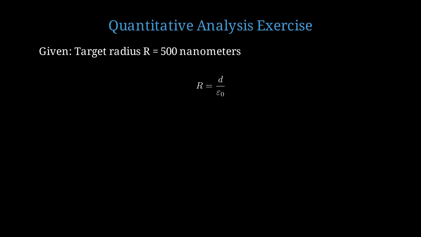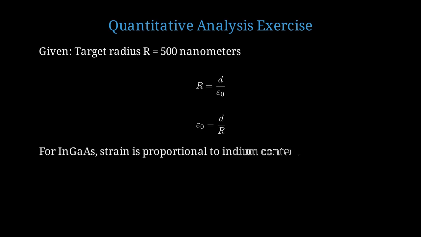Using our simple relation, R equals D over epsilon 0, we can rearrange this to solve for the required parameters. The required strain is epsilon 0 equals D over R. If we choose a layer thickness of 20 nanometers, then epsilon 0 must be 20 divided by 500, which is 0.04 or 4%. For InGaAs on GaAs, the lattice mismatch is approximately proportional to the indium content X.